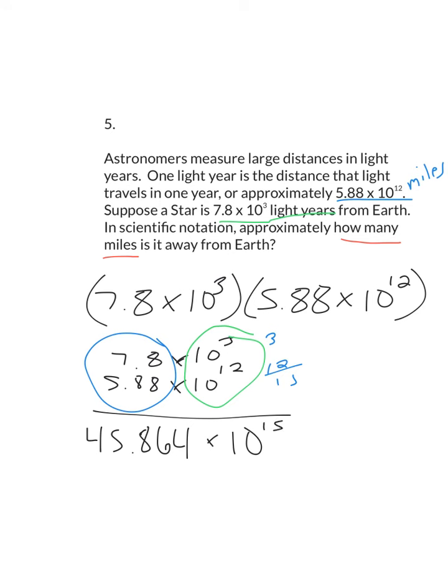Now it does say scientific notation. Keep in mind it says in scientific notation. This is not in scientific notation. That decimal has to move 1 to the right. Well, if I move it 1 to the right, that's adding 1. So I have to add 1 to the exponent. So when I do that, my final answer is 4.5864 times 10 to the 16th. And our label is miles.